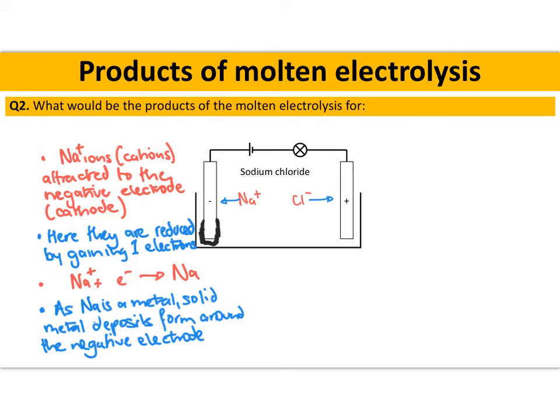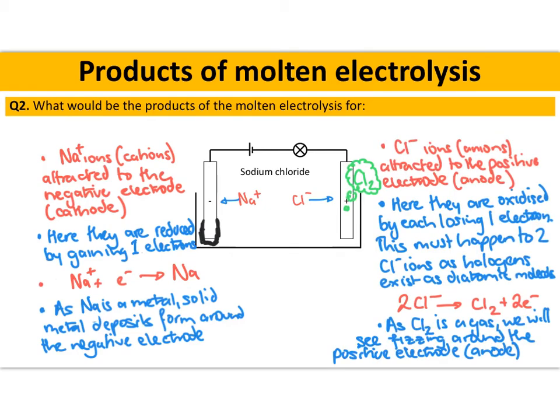When they get there, they gain an electron, which means they're reduced. We can represent that with a half equation where we show the sodium ion plus an electron, that's the one it's gaining, produces sodium metal, the element. Because it is a metal, we're going to see a metal deposit form around that negative electrode, so we're going to see the sodium forming.